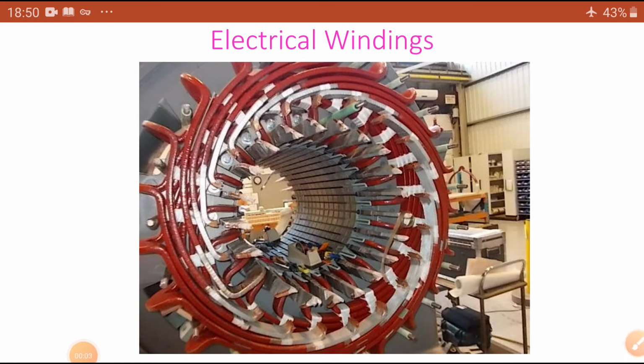Today we are going to concentrate on AC windings. If you observe this image, it is an electrical winding armature construction with different coils. This is only the armature, there is no rotor inside.